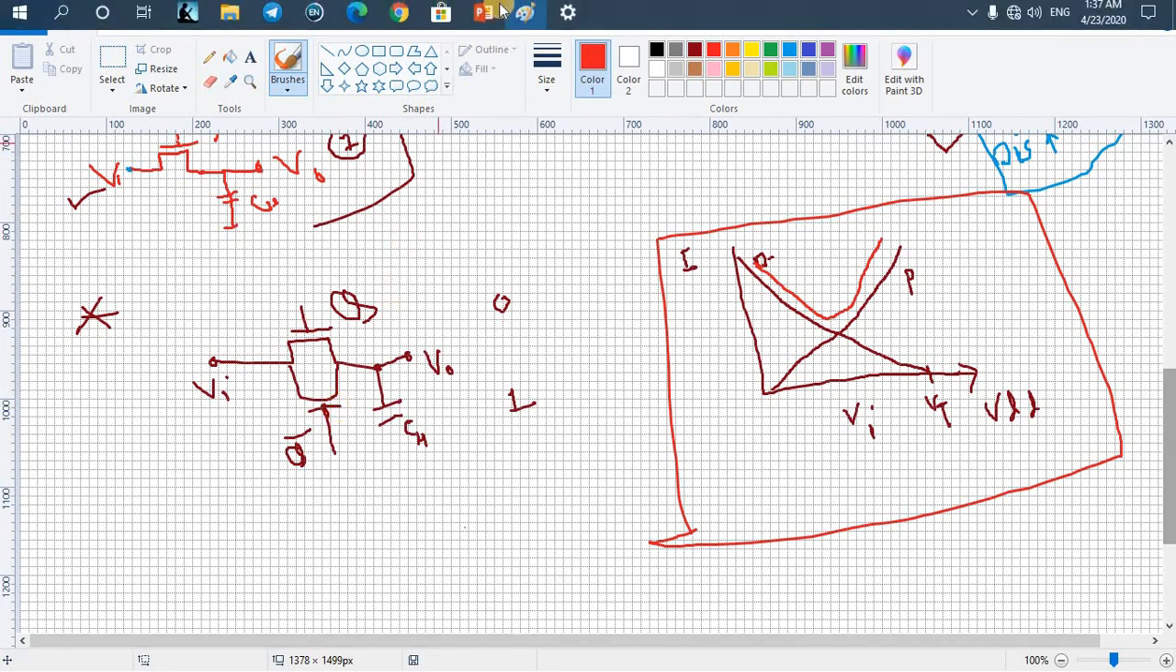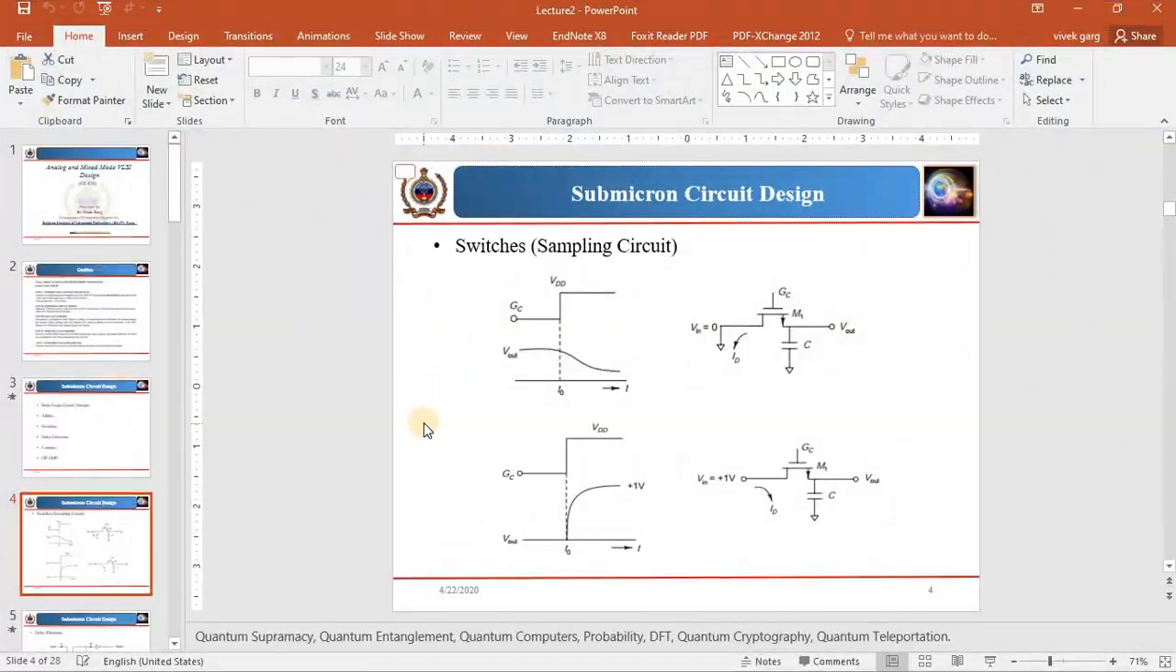Let's move on to the slide we were discussing earlier. So let's consider the first case here. What is happening here is that the gate command, GC, is basically the gate voltage.